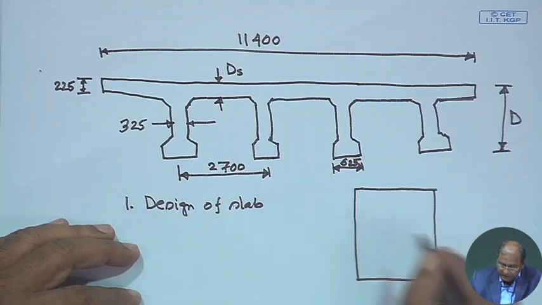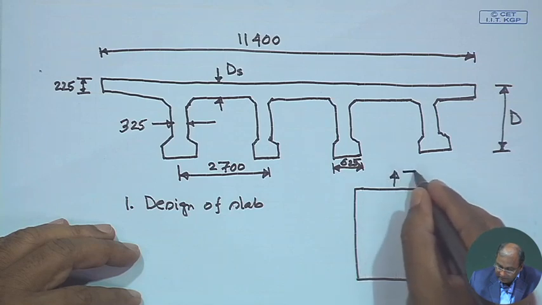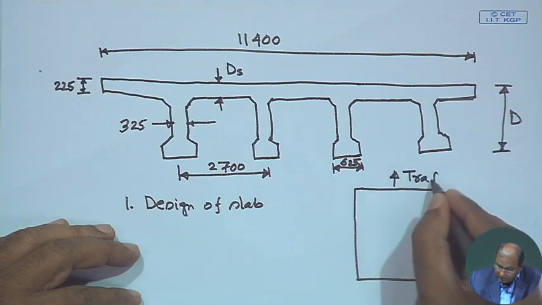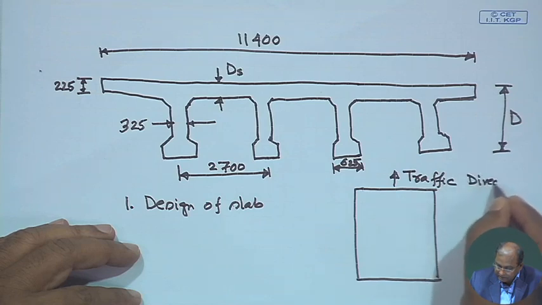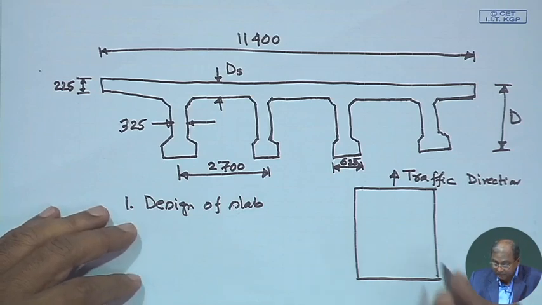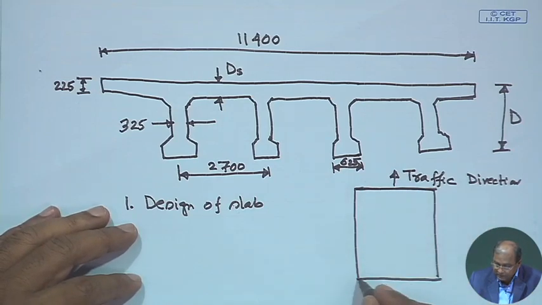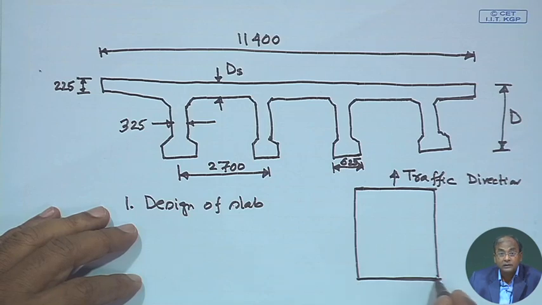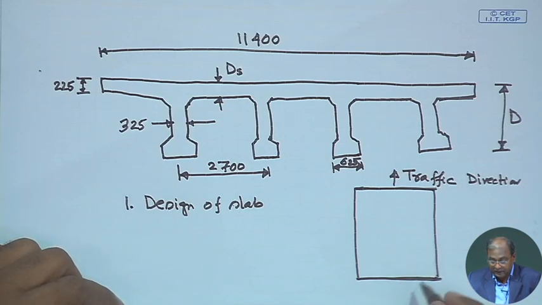So, this panel, this is the one traffic direction we are talking about. When we have this traffic direction, this is one side cross girder, and this is another cross girder or diaphragm, whatever it is. Diaphragm means at the end we call it diaphragm. Intermediate cross girder we call it, that we can have.